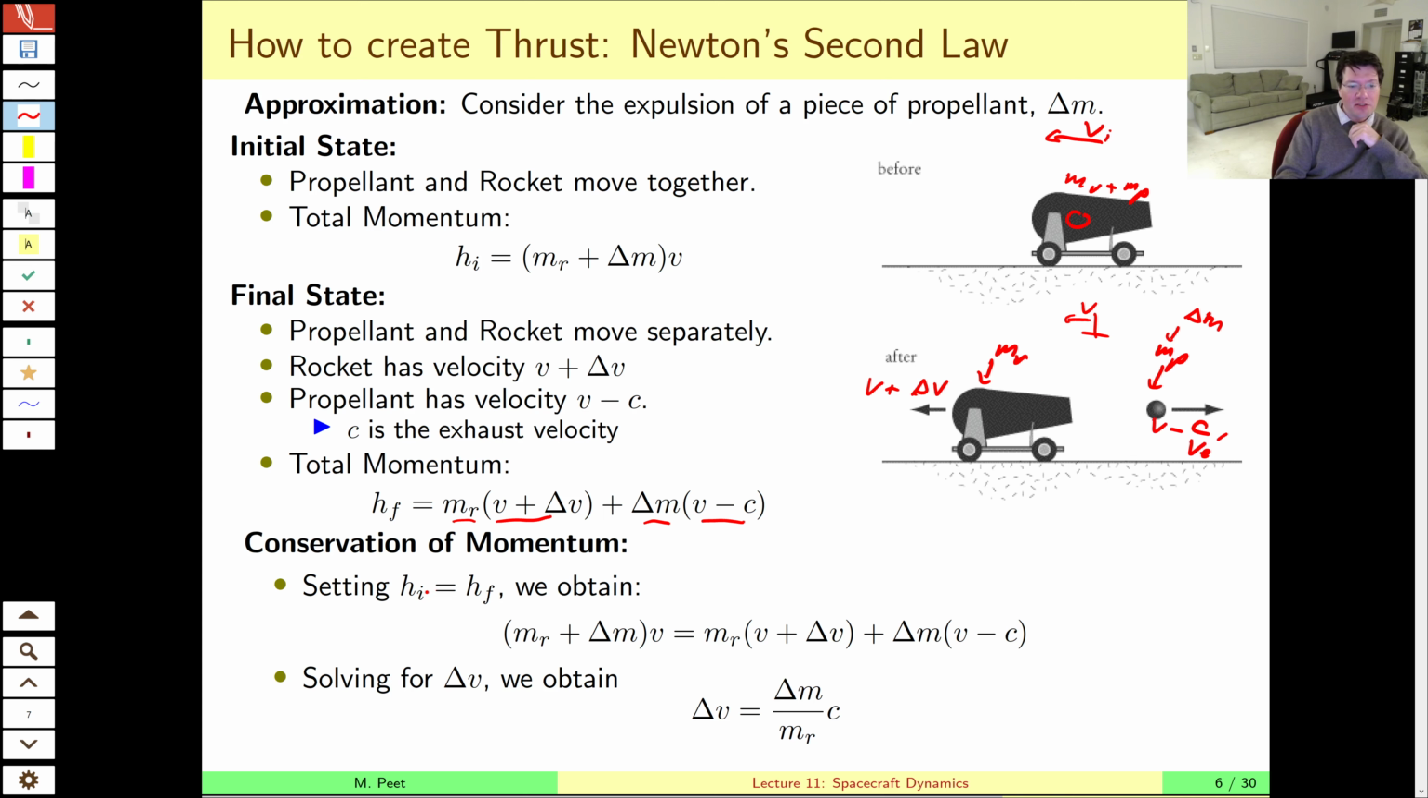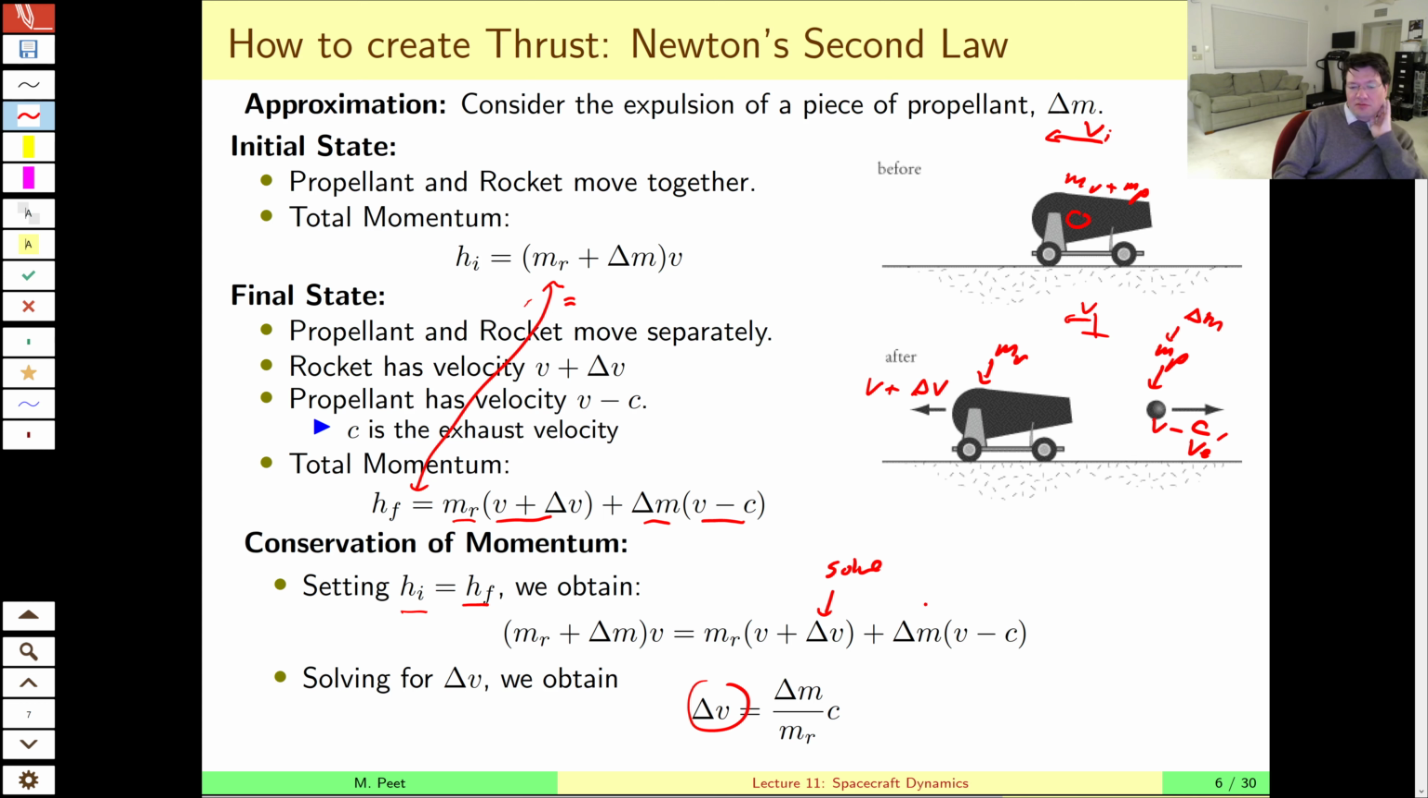From conservation of momentum, we know that the total momentum before equals the total momentum after, so we can just say this equals that. Write down that equation, and everything here is known. Delta M is known, V is known, MR is known. All we need to do is solve for delta V. If we do that, we obtain delta V is delta M times C divided by MR. So that's basically what we had right off the bat, but I'm being a little bit more rigorous here.